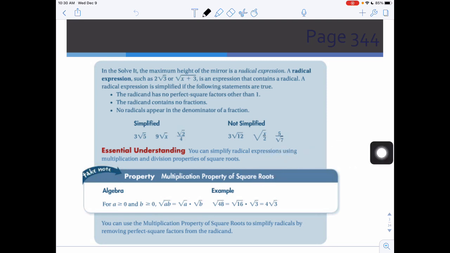You can simplify radical expressions using multiplication and division properties of square roots. The first property we have is the multiplication property of square roots. For a greater than or equal to 0 and b greater than or equal to 0, the square root of a times b is equal to the square root of a times the square root of b. For example, the square root of 48 can be rewritten as the square root of 16 times the square root of 3, or 4 radical 3. You can use the multiplication property of square roots to simplify radicals by removing perfect square factors from the radicand.